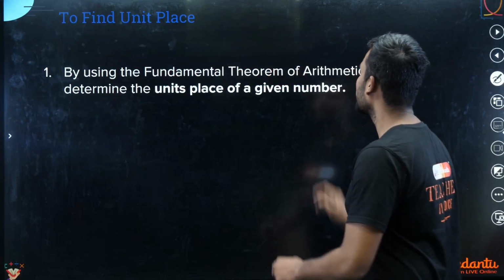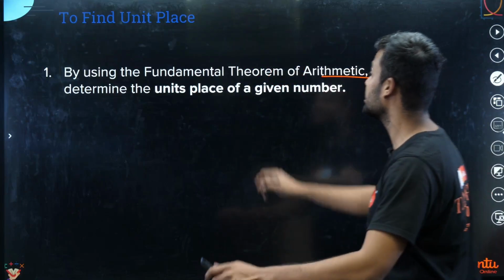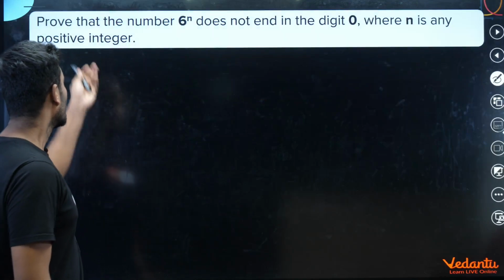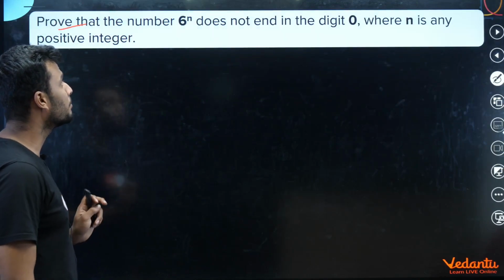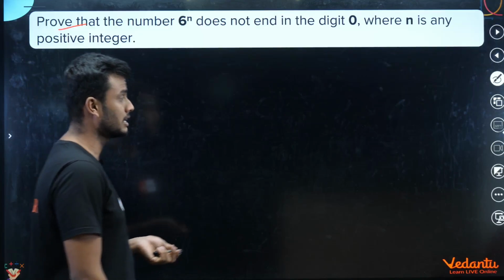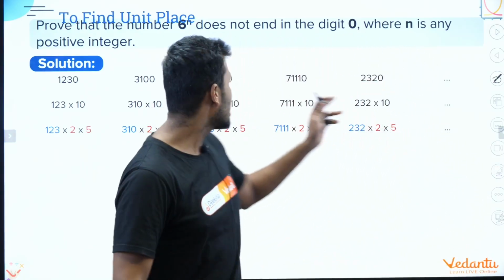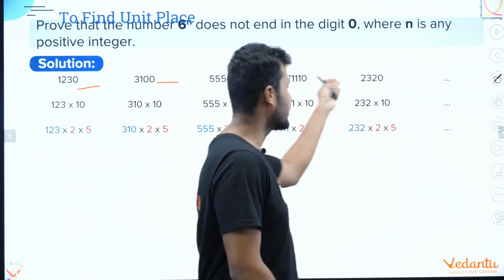Next, by using the fundamental theorem, the next application, students, is that we can determine the unit place of a given number. For that, one question is there: prove that the number 6 power n does not end with the digit 0. Which number ends with the digit 0, students? We can consider an example.